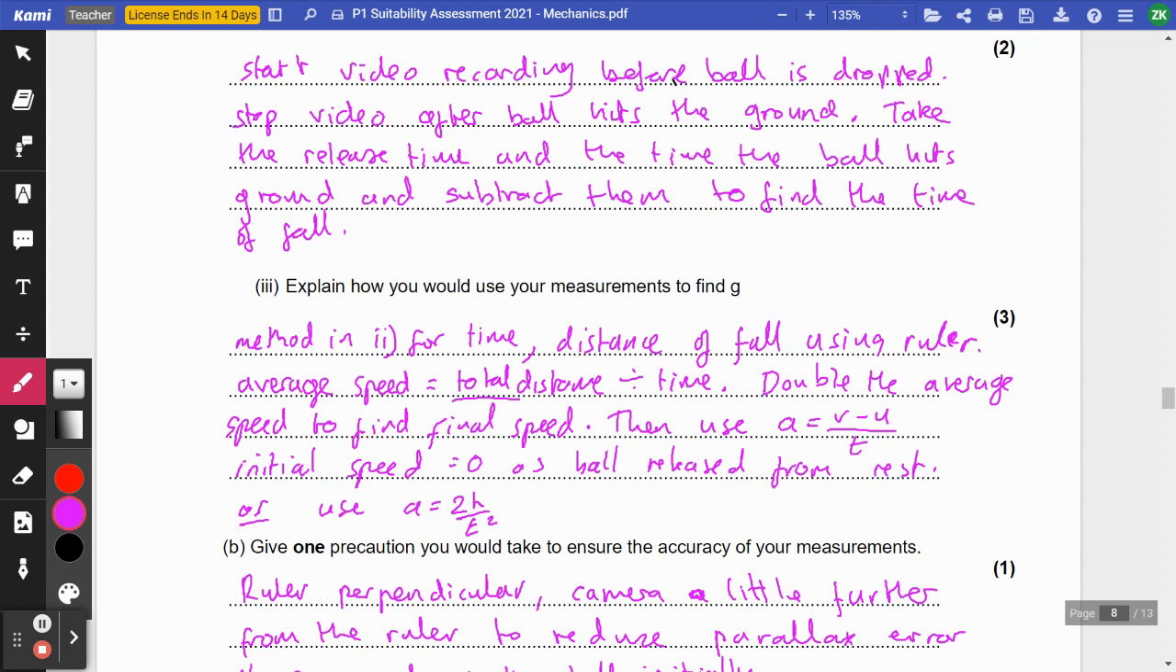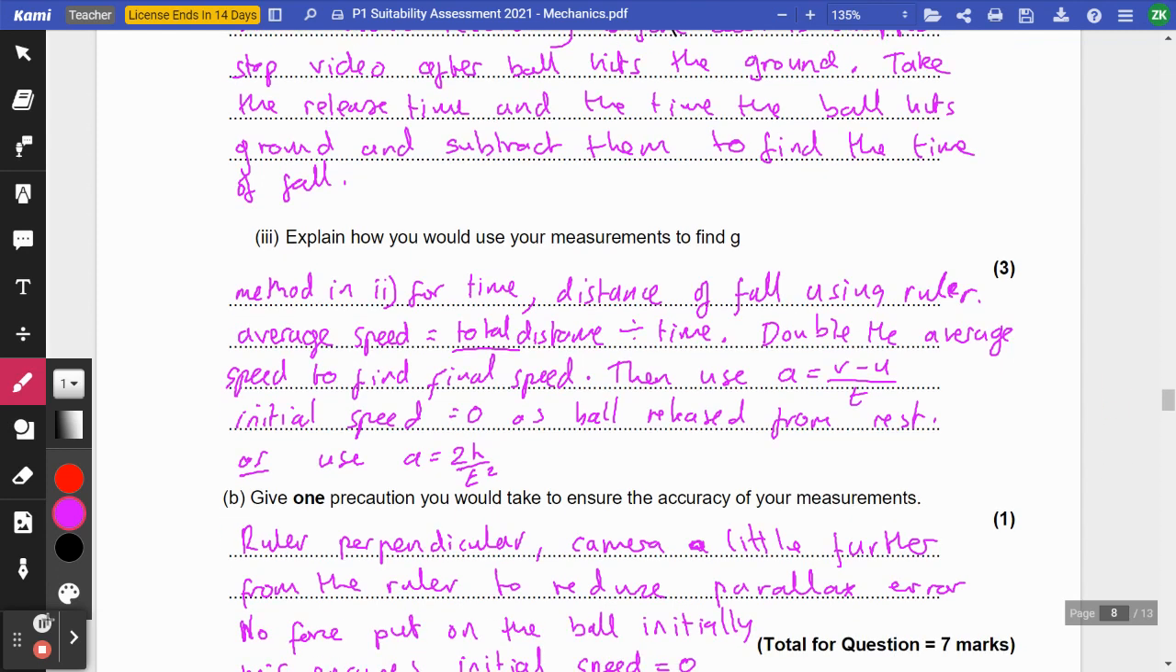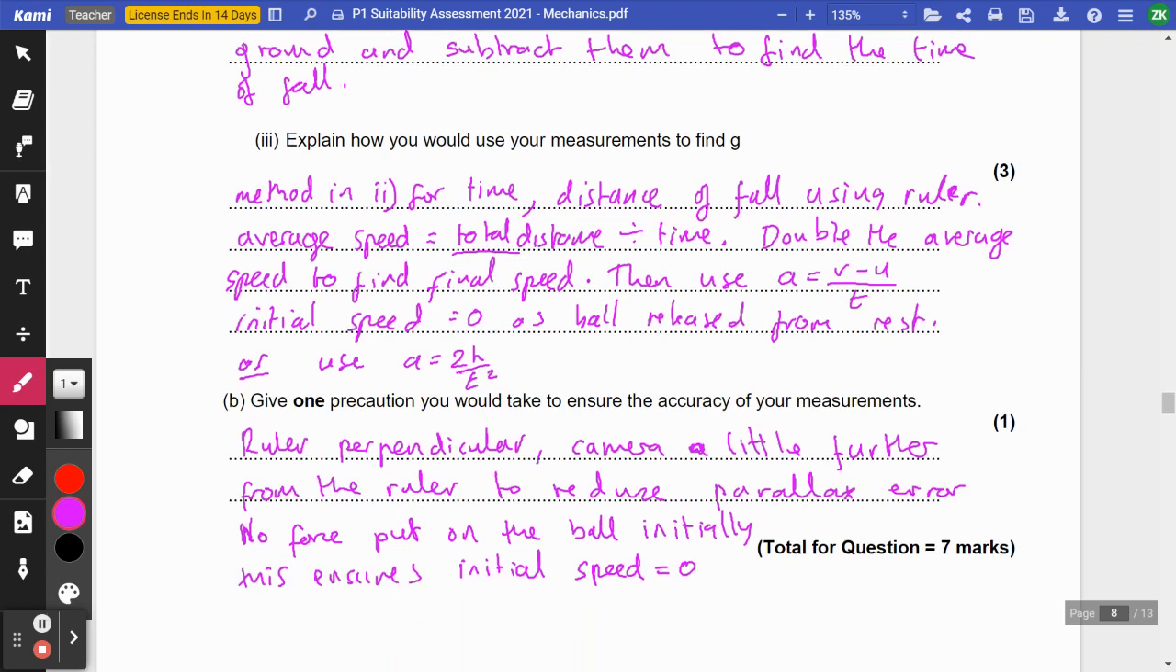Then to find the acceleration, we need to have final speed, initial speed. So this here is average speed. So we know that the speed is increasing during the fall. So as the ball falls, it increases speed. So double the average speed to find the final speed. That statement needs to be in there. Then using acceleration is final speed minus initial speed, divided by time. Final speed we just found. Initial speed, we know it's at rest, so it's 0. And the time taken, that's from the method that we figured out earlier. And do the calculation and you'll find the acceleration.